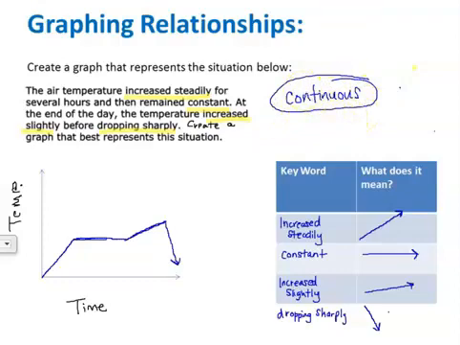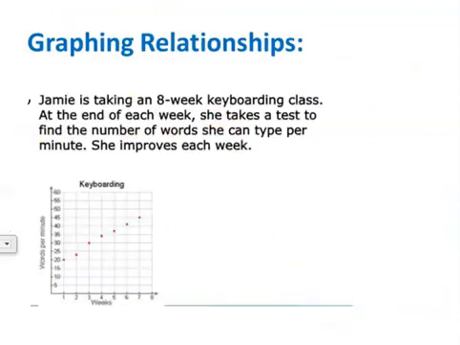Now let's go on to the next slide where we've got a different type of relationship. It wouldn't be considered continuous. So let's look at this type of graph where we're going to compare the number of weeks and the number of words that somebody can type per minute.